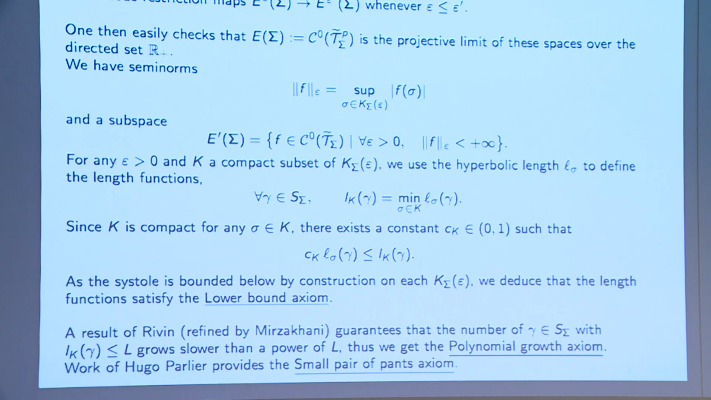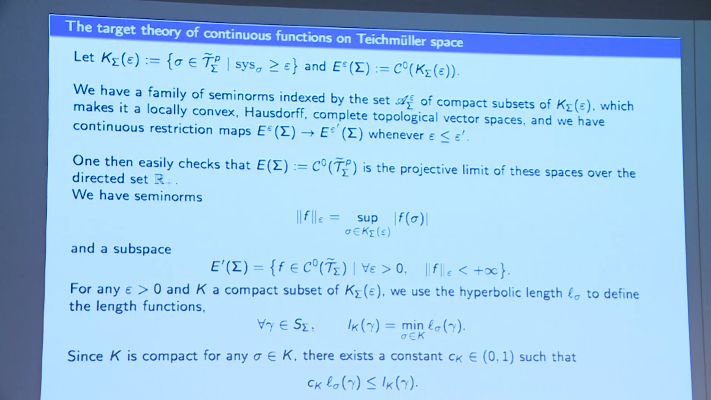Okay, so now let's introduce these subsets. Sorry, what I called here T epsilon sigma is actually called K sigma epsilon. So it is just the subset for which the systole, the length of the shortest geodesic on the surface, is bigger than epsilon. I take indeed just continuous functions on that.